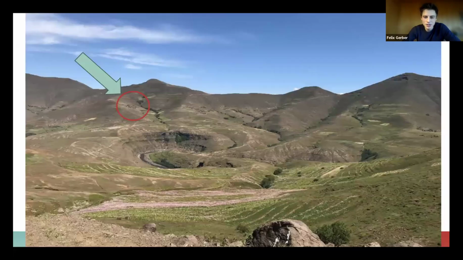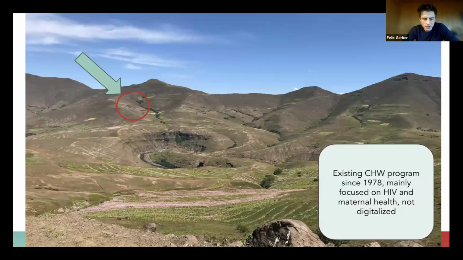For all the people with conditions, challenges to reach health facilities, and thus a very important task for community health workers to provide services to these remote populations. Yes, Lesotho also, since a long time, has an existing community health worker system, mainly focusing on HIV and maternal diseases, and still working mostly paper-based. So this is the setting where we came in.